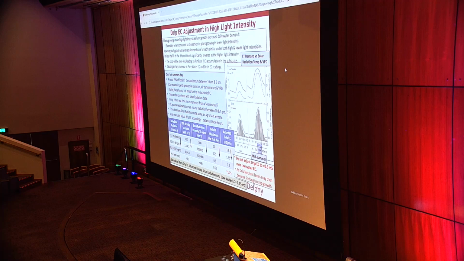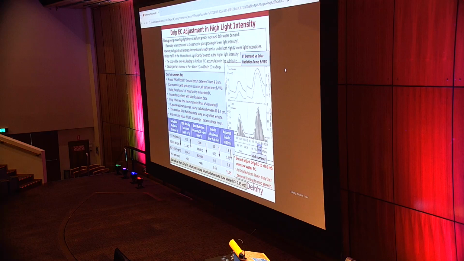You can estimate your hourly radiation between 10 and 5 p.m. using agromet data for your area, such as WeatherSpark or other sites. And then you can make a manual adjustment of your EC according to the predicted solar radiation. And you can create a chart like we've got here, where we have moderate, bright, very bright, or extreme, with the associated kilowatt hours per square meter.